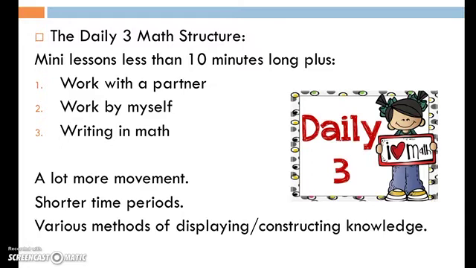The Daily 3 math structure is a little bit different. It involves mini lessons that are less than 10 minutes long, plus you have 3 sections. So one section is work with a partner, another is work by myself, and the third section is writing and math. These sections can be done in any order. Typically a class is split up and they rotate between those 3 sections.